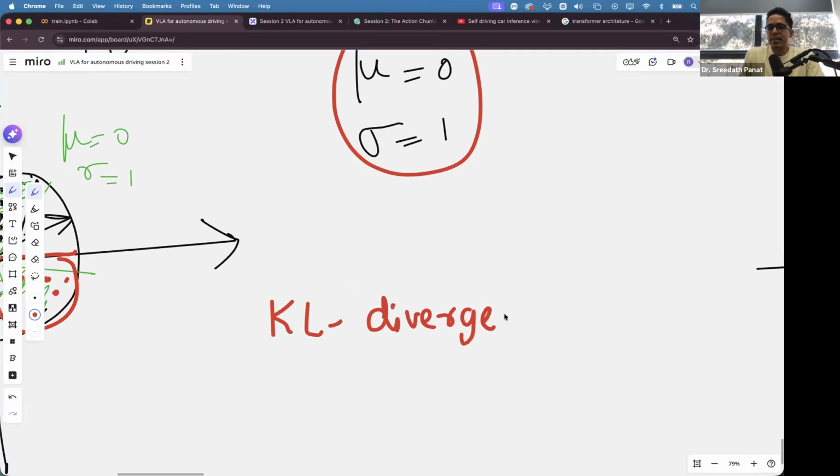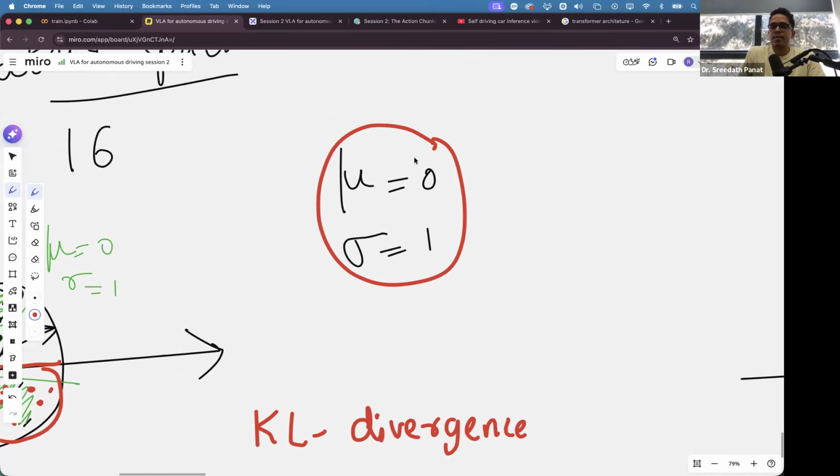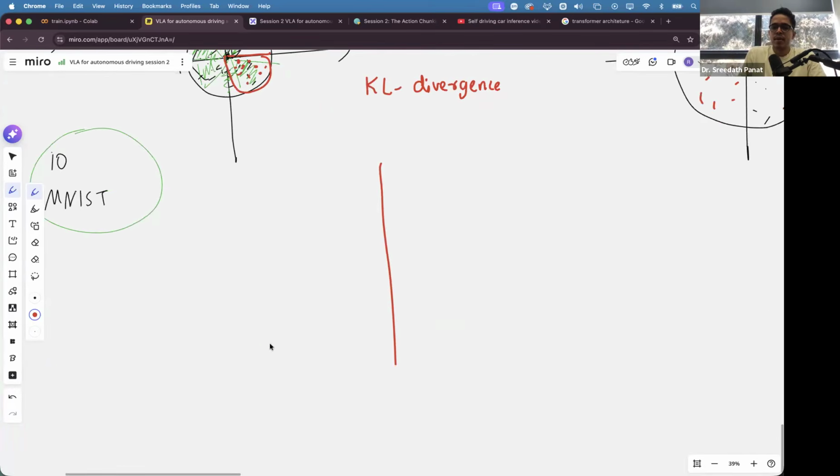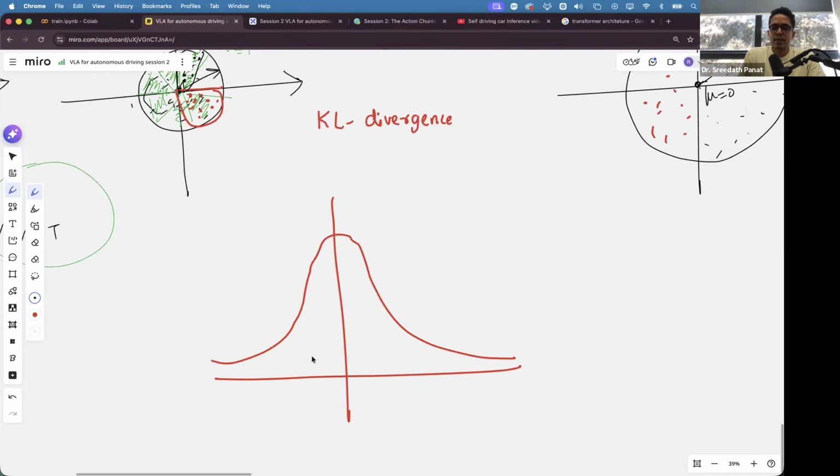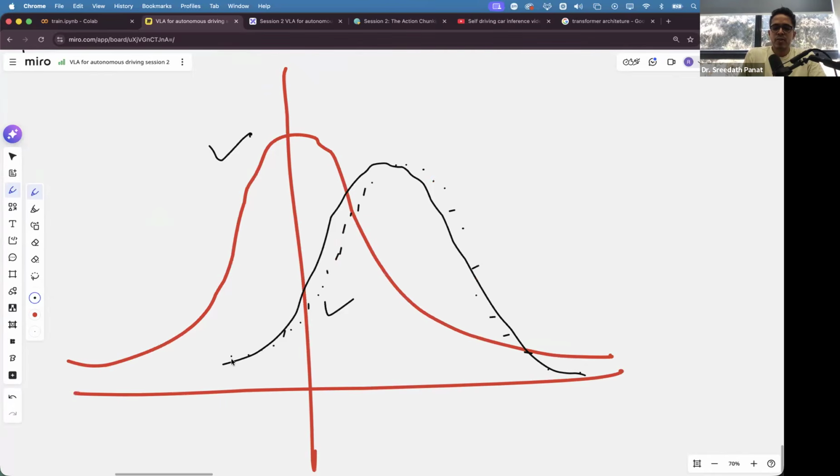KL divergence measures how much one distribution is close to or different from another distribution. For example, let's say I have a perfect Gaussian distribution like this, and my data distribution from my input data looks, let's say, something like this. So this is one distribution, and this red color is another distribution. Now I can compare how this distribution is similar to or different from this distribution, which is very different from individually comparing. So I can compare this black dot with the corresponding red dot, which is over here.